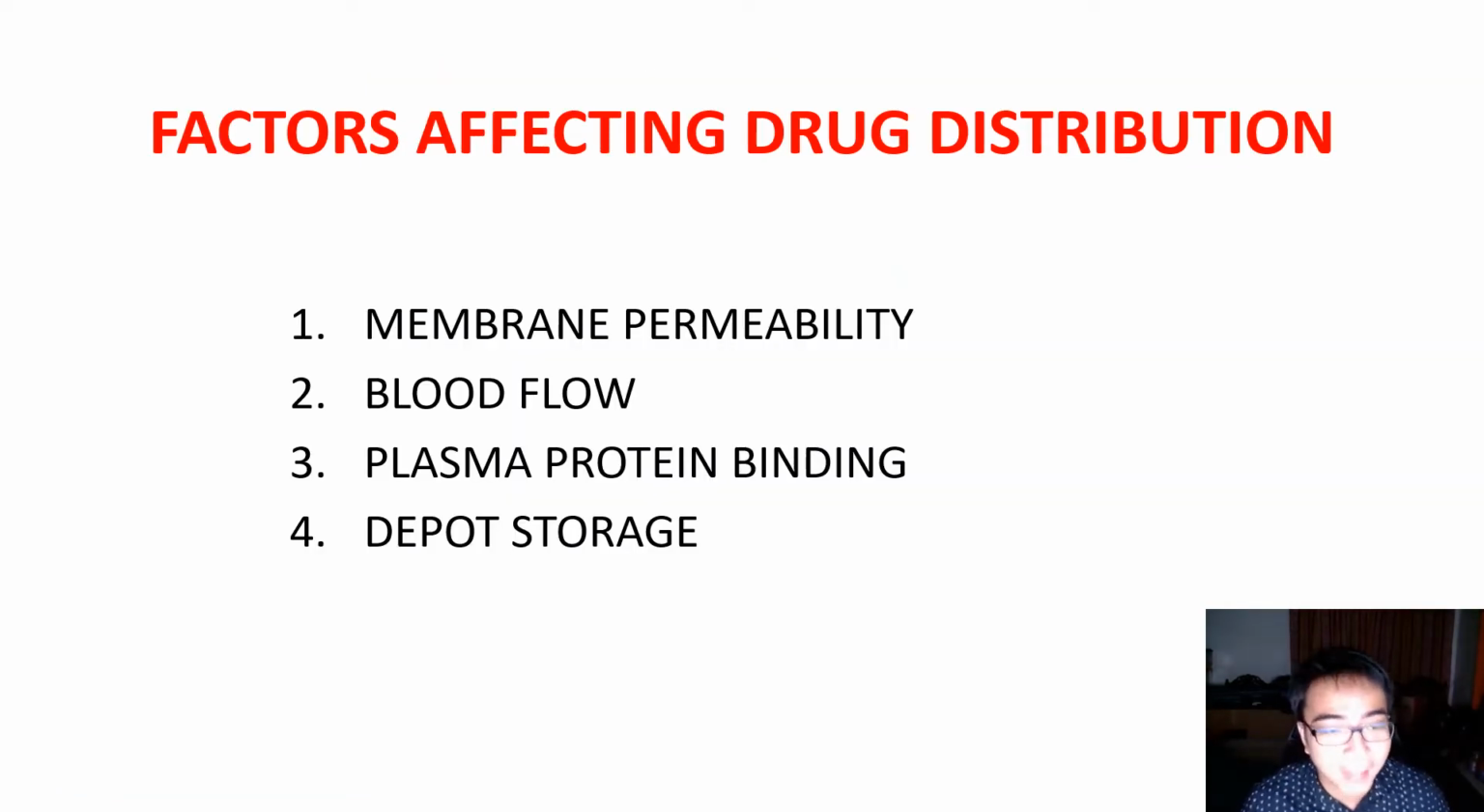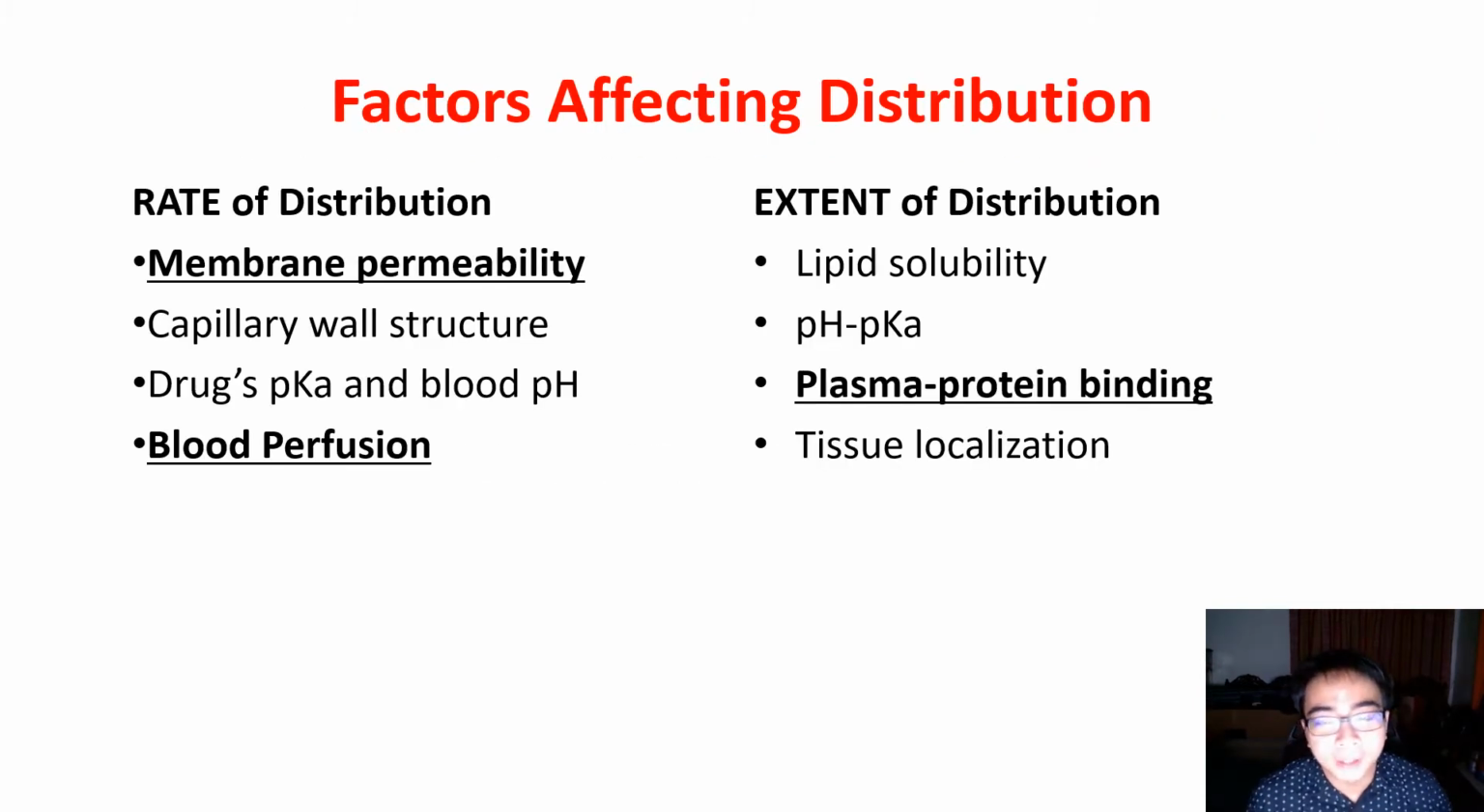So what are the factors affecting distribution? There are four main factors here. First is membrane permeability, which is a bit self-explanatory. Then blood flow, plasma protein binding, which plays a vital role in drug distribution, and depot storage. Now first, class, let's talk about membrane permeability. Oh, sorry, what are other factors affecting drug distribution?